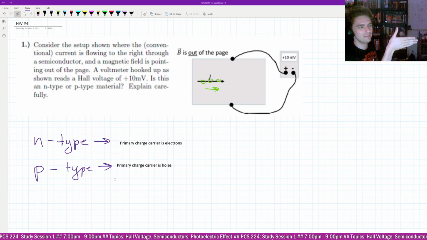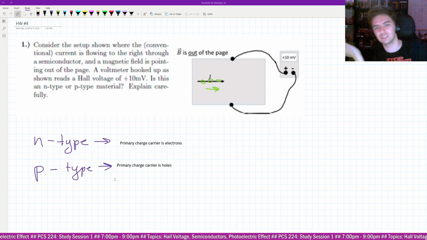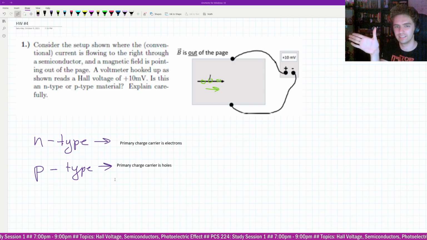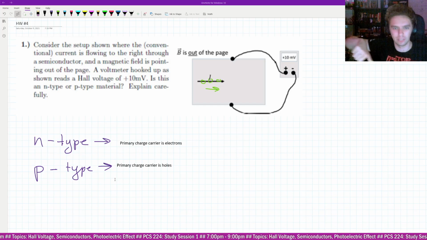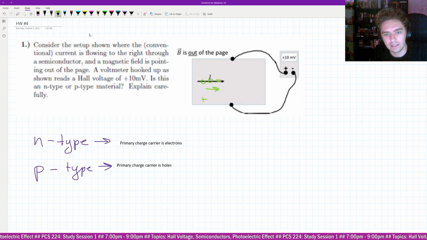So going that way, and then you curve your fingers in that direction, right? And your thumb is going in the direction of the force, the direction that those protons or holes would be pushed. So for me, the force is out of the page, and that means down for me, looking at it like this. So that would mean that our positive side should be here, or the buildup of positive charge should be here.